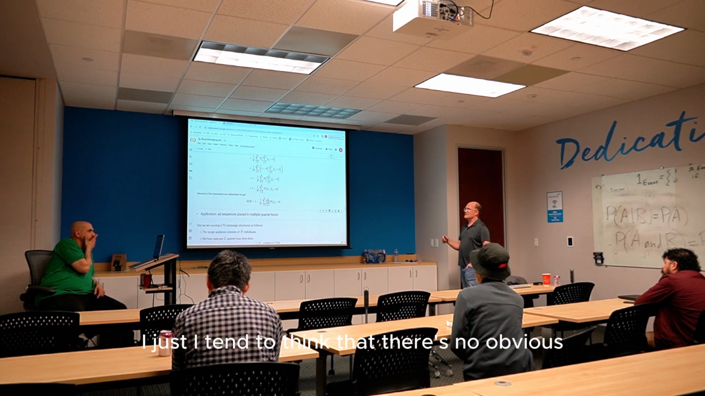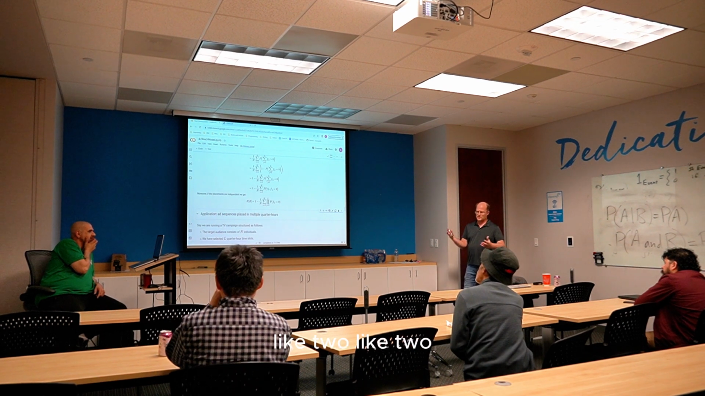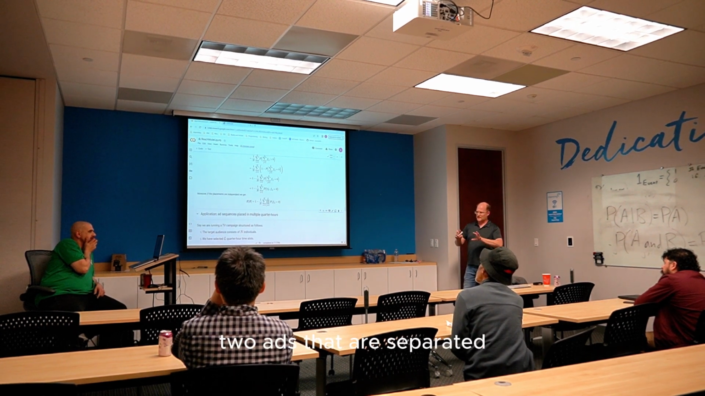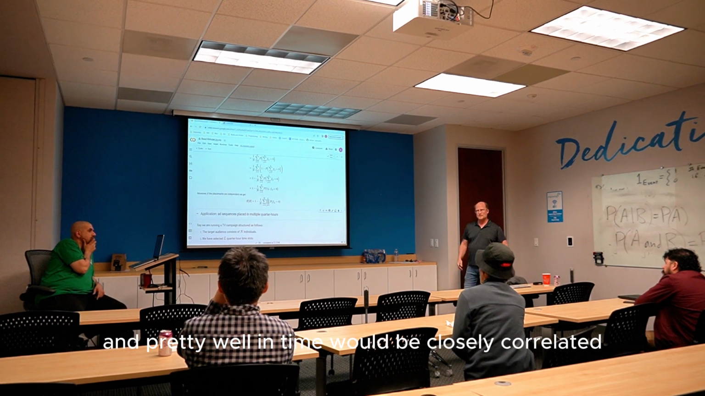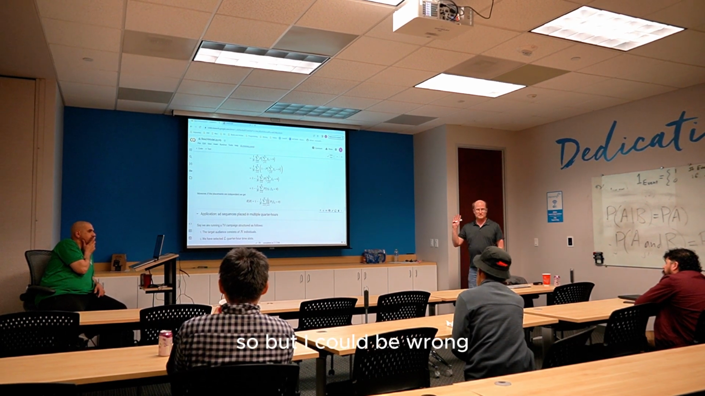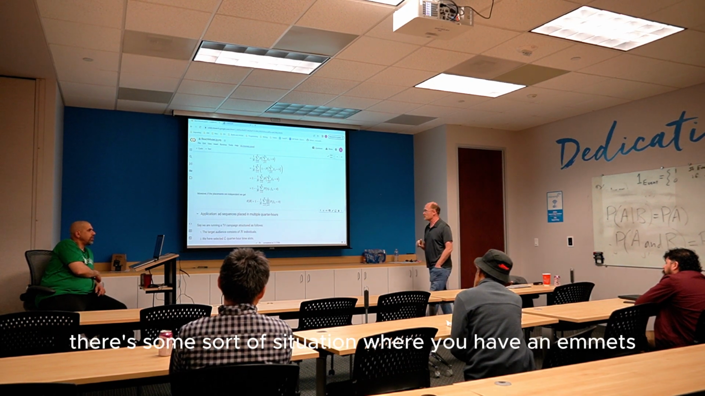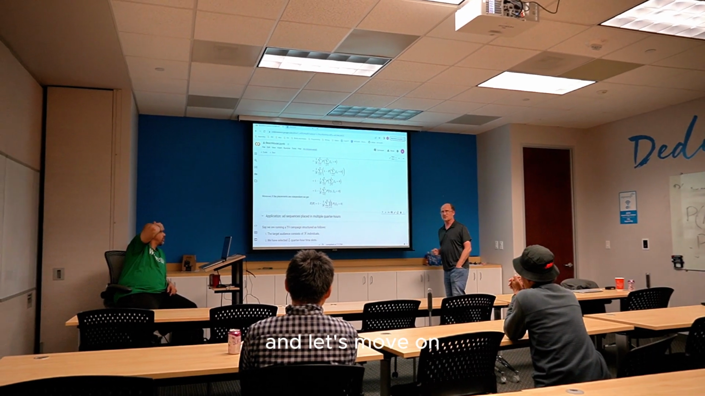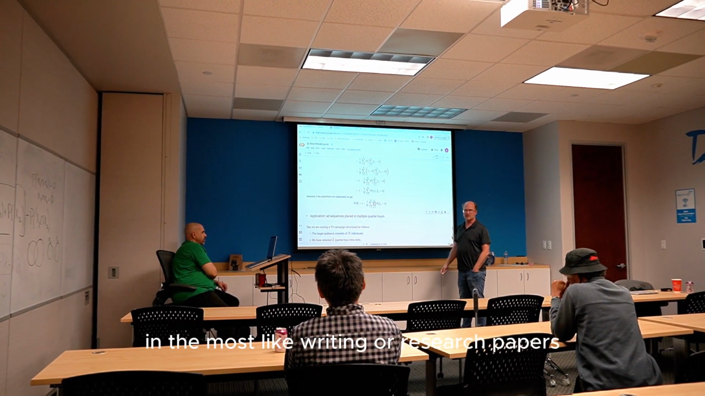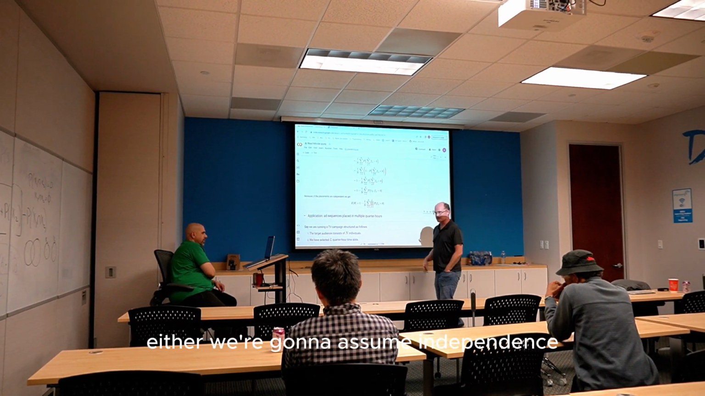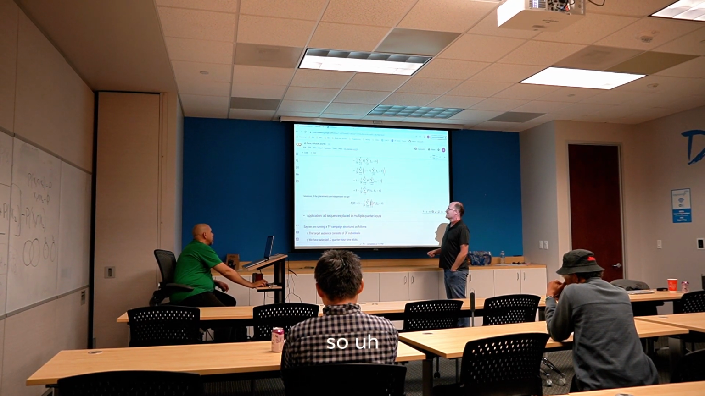So I tend to think there's no obvious reason why two ads that are separated pretty well in time would be closely correlated. But I could totally be wrong. Anyway, assume there's some situation where you have independence, and let's move on. That's basically how it goes in most research papers: either we assume independence, and let's move on.